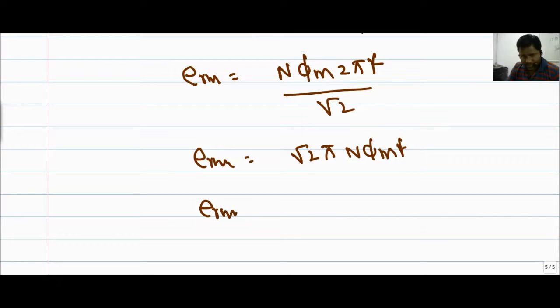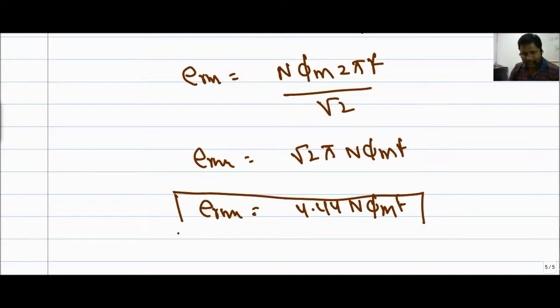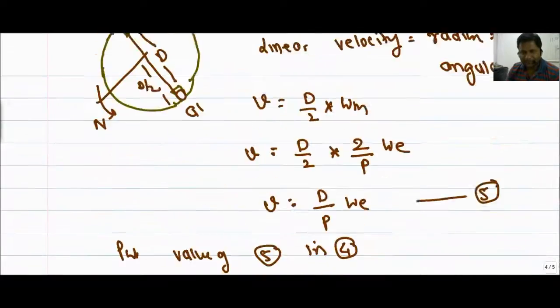Then we can say that the RMS equals 4.44, equation 5. This is the required expression of the induced EMF when the coil is placed in a rotating magnetic field.